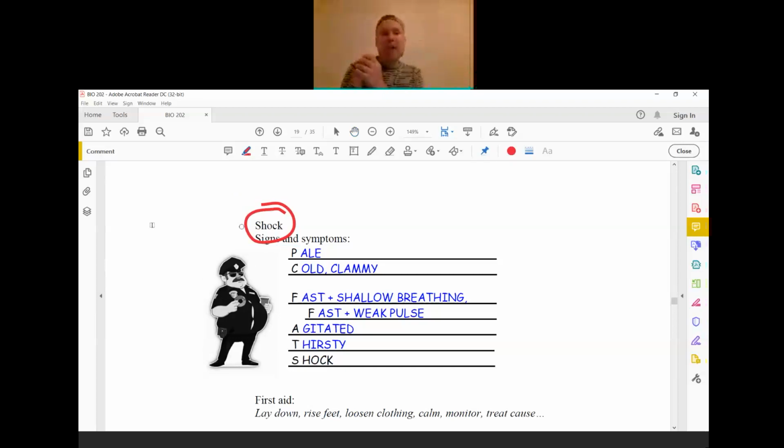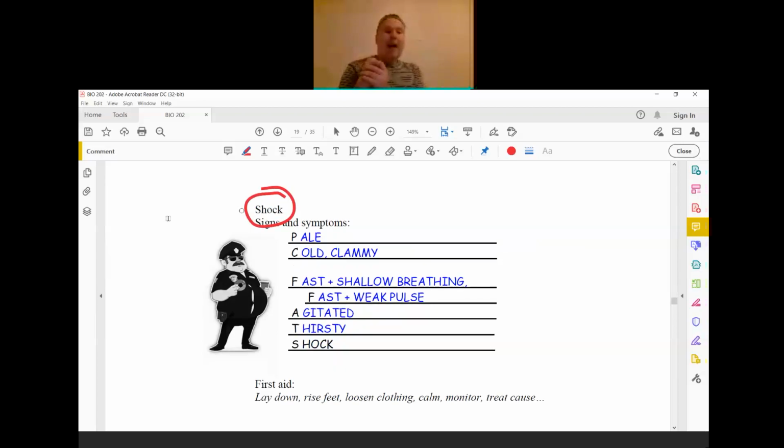So if someone is going into shock, their skin is pale in color, it feels cold and clammy, their breathing is fast and shallow, their pulse is going to be fast and weak, they might appear agitated and irritated, and they are often thirsty. And that means that they're going into shock. So that would be a good one to know for the exam, the signs and symptoms of shock.